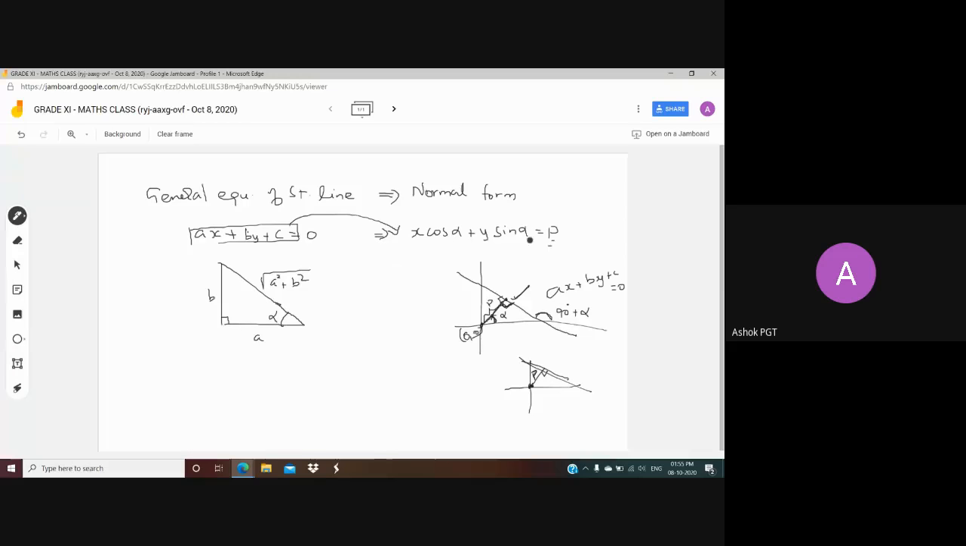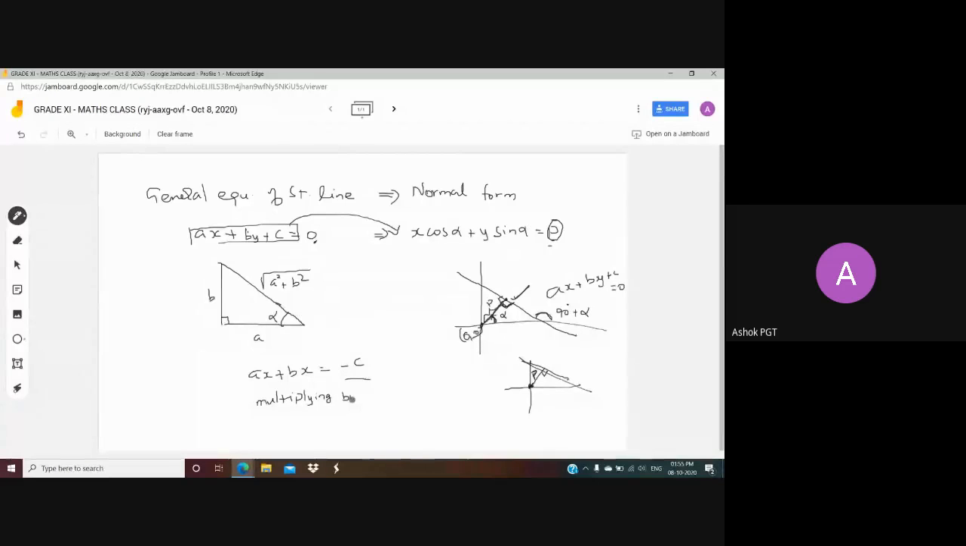In the normal form, the right hand side has p, which is a distance, but here we have the right hand side value as 0. So I am transferring the c to the opposite side, which is minus c. The distance will always be positive, but here it is negative. So I multiply both sides by minus sign. Students, are you clear till now?